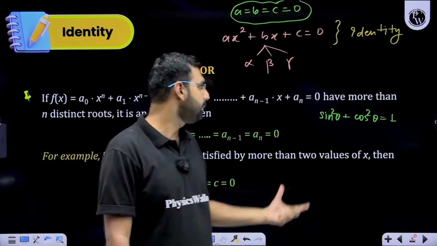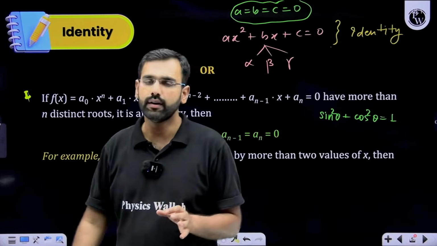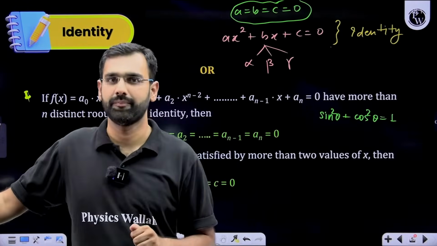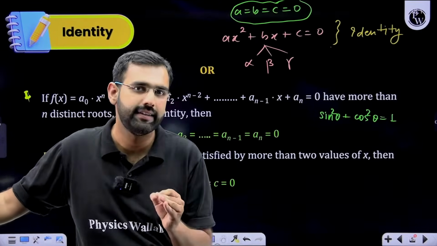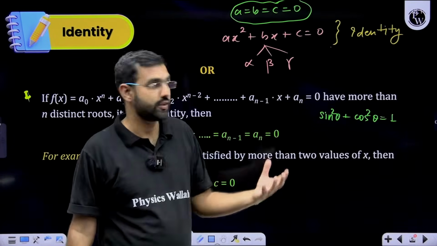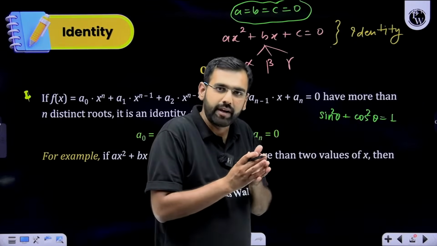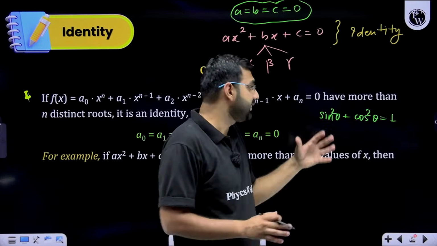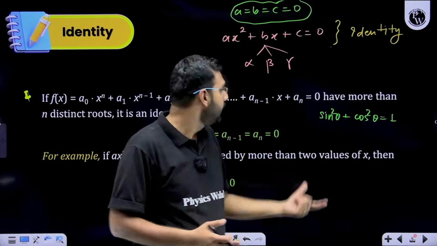So it is independent of theta, which means what? Here, this is again an identity. I repeat, this is an identity. Identity means it will have more than the roots, which means it is satisfied by all the real values of theta, so it is not even dependent on theta, rather it will always be 1.